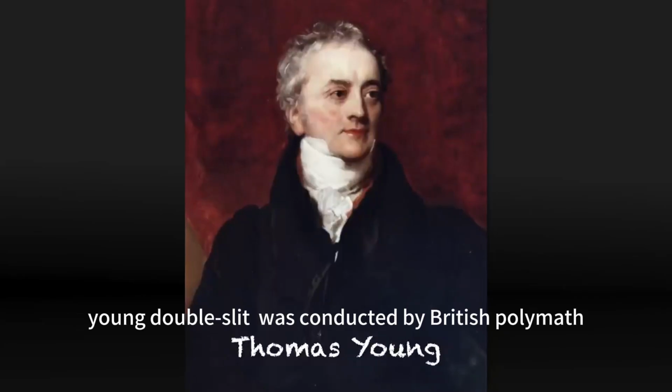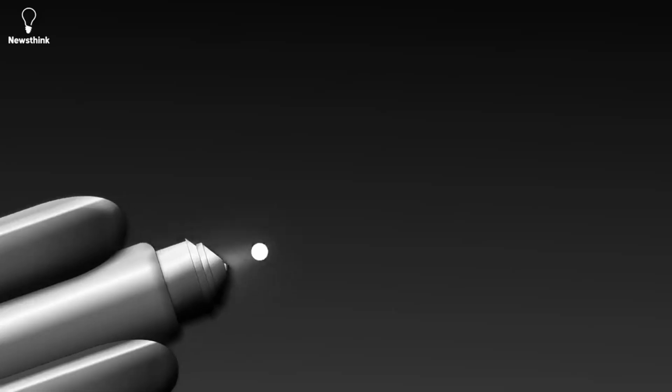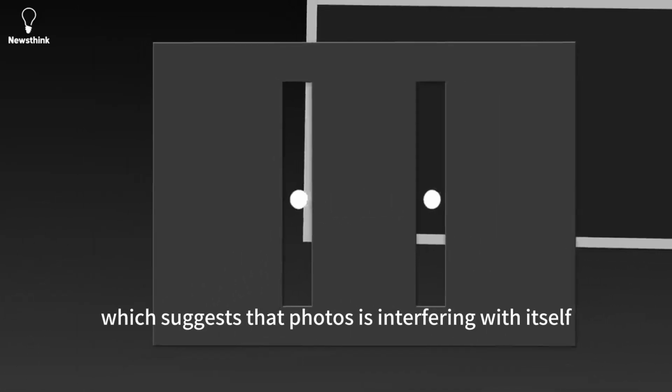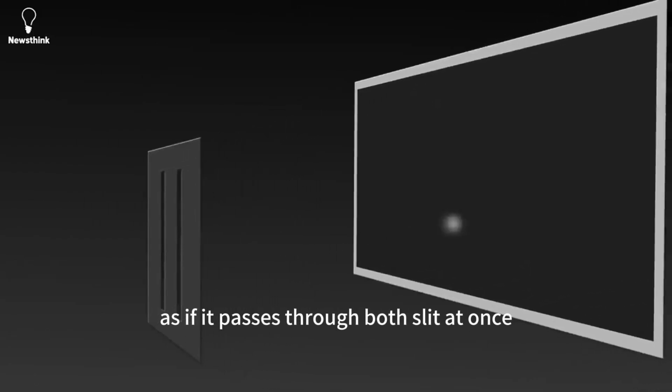The double-slit experiment was conducted by British polymath Thomas Young. If the photons are fired only one at a time, the pattern still appears, which suggests that the photon is interfering with itself as if it passes through both slits at once.